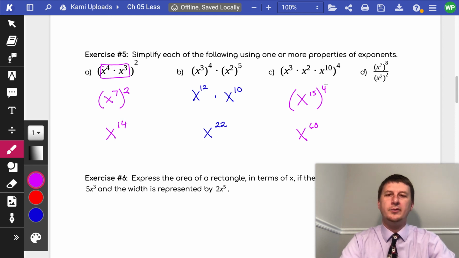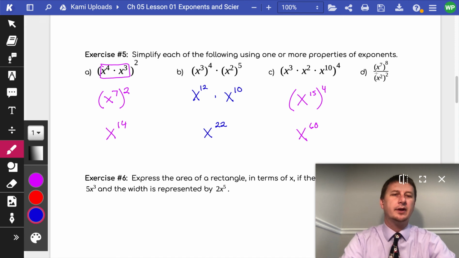Now don't get overwhelmed with part D. It's not as bad as it looks, because what this really says right here is let's simplify our numerator, let's simplify our denominator, then let's divide them both. So when we do this one, we're going to have x to the 7th to the 8th, which our power of a power property says to multiply 7 times 8 to get 56. And we're going to multiply 2 times 2 in the denominator to get x to the 4th.